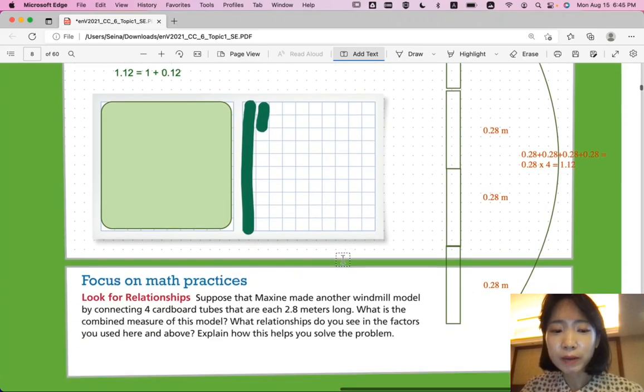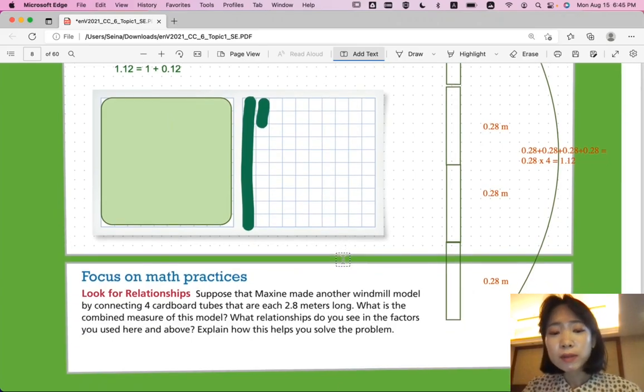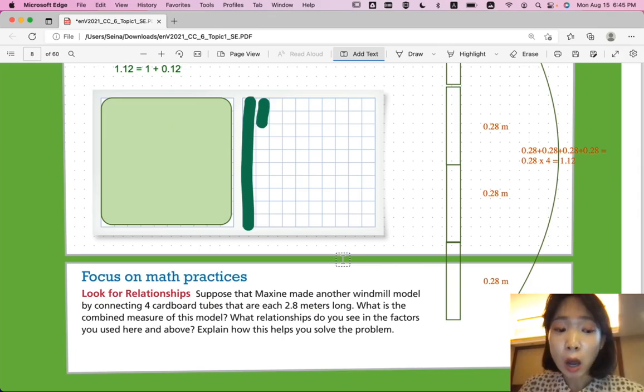Okay, look for relationships. Suppose that Maxine made another windmill model by connecting 4 cardboard tubes that are each 2.8 meters long. What is the combined measure of this model? What relationships do you see in the factors you used here and above? Explain how this helps you solve the problem. So what is the combined measure of this new model if each tube is 2.8 meters long?